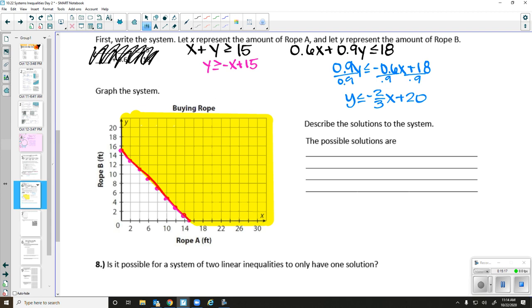If you don't believe me, type 0.6 divided by 0.9 in your calculator. It's going to be 0.6 repeating. 0.6 repeating is the same as 2/3. All right. Inequality is set. Now time to graph it. Y-intercept at 20. We can still go down 2 and right 3 because they're going by the same amount. What type of line are we drawing? Solid. And then where are we shading? Below.